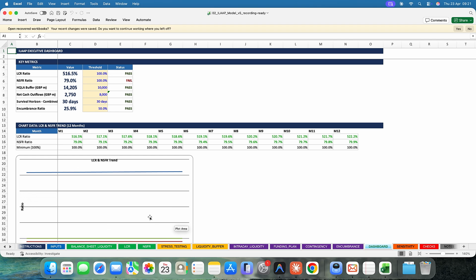Honestly, if your team is running ILAAP out of 5 different spreadsheets and reconciling by hand each quarter, this is what you want. One file, full LCR and NSFR build, stress scenarios, survival horizon, funding plan, all traceable.